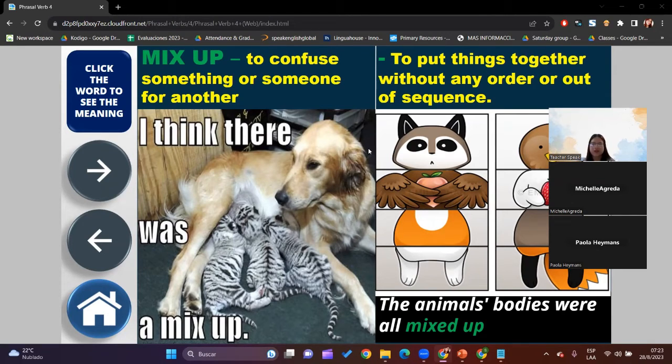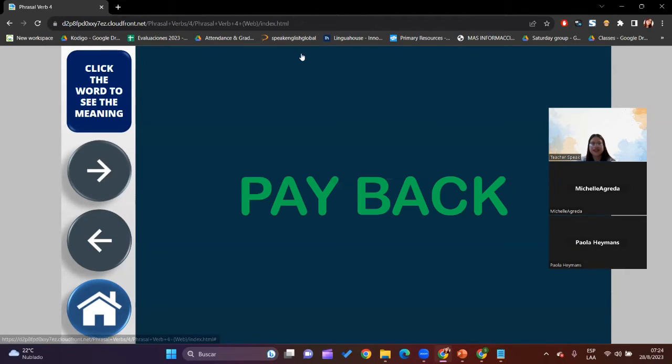The animals' bodies were all mixed up. But also we can use it to confuse something or someone for another. So I mix up because you confuse what you were thinking. I think there was a mix up. They're not dogs, right? In the picture that we have. So I think there was a mix up. Yes, when you confuse something, or when you intentionally mix anything to prepare something. Could be both. Mix up. So you can also say I mixed up these documents because you're confused.